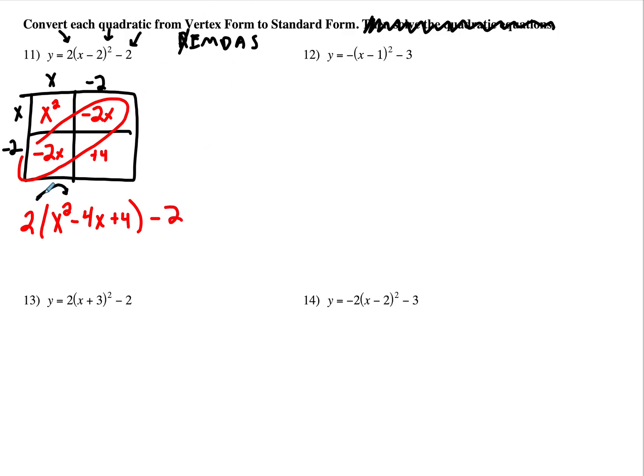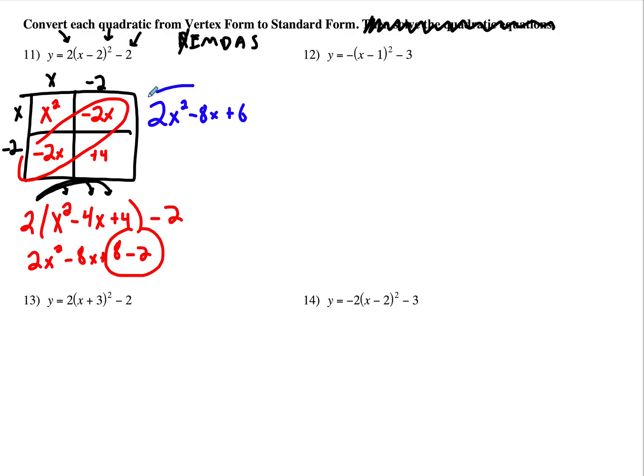Next thing we need to do is distribute that 2. So we get 2x squared minus 8x plus 8 minus 2. And then these terms combine. So our final answer is 2x squared minus 8x plus 6.